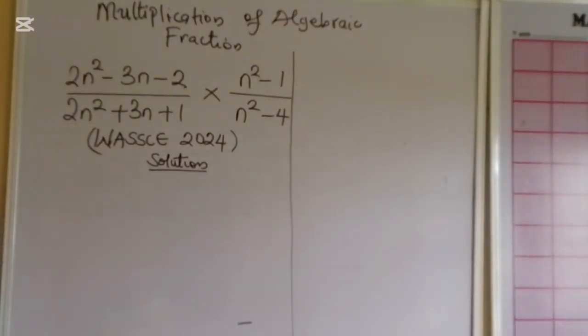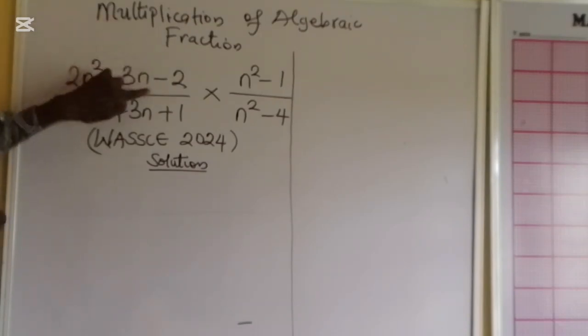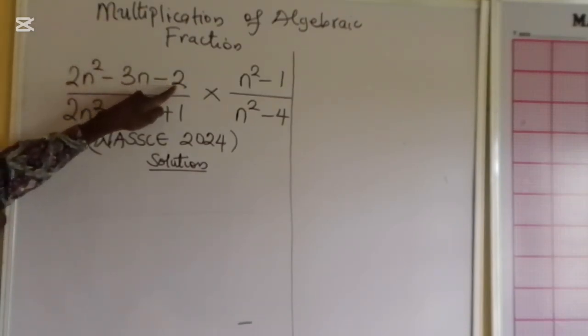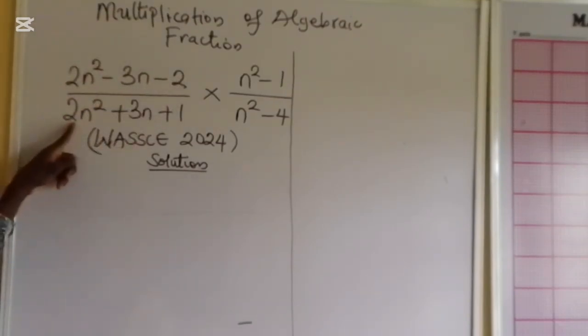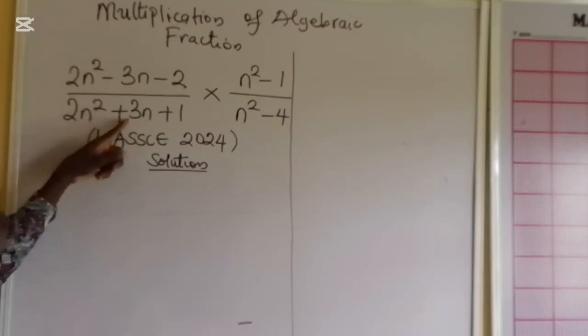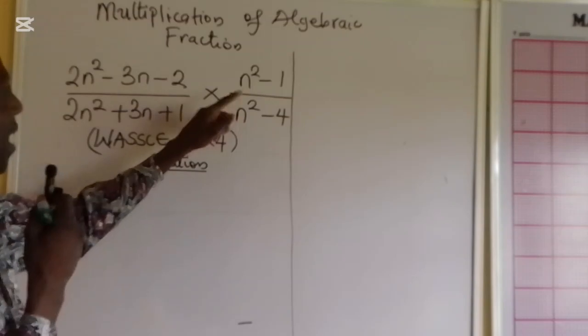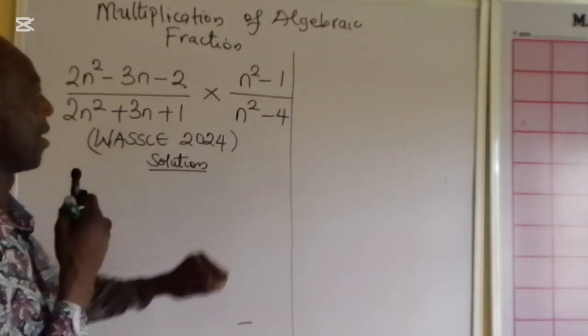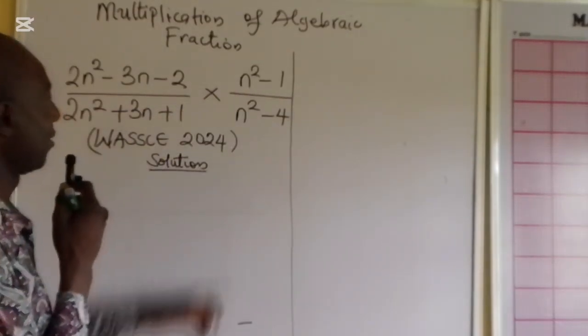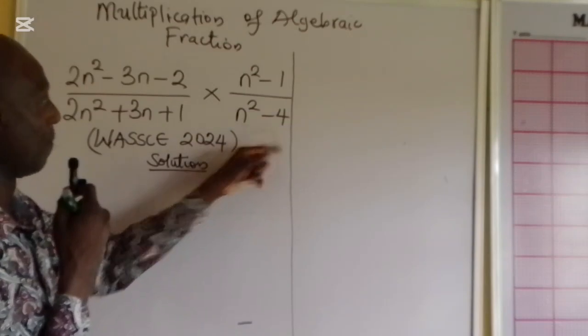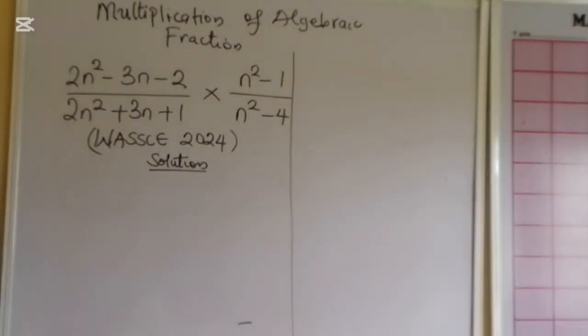Now let's look at this question. Multiplication of algebraic fractions: (2n² − 3n − 2) over (2n² + 3n + 1), multiplying (n² − 1) over (n² − 4). It's a 2024 exam question.